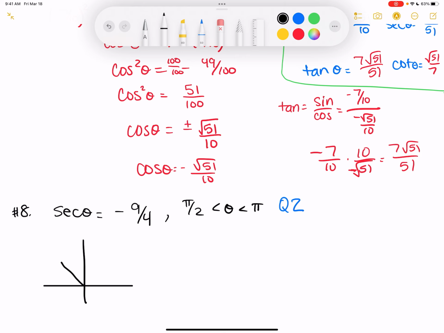Now, secant goes with what? Cosine. So in this case, I have hypotenuse over adjacent, right? Cosine is adjacent over hypotenuse, so secant would be hypotenuse over adjacent. But the biggest thing is I've got to figure out which number is negative.